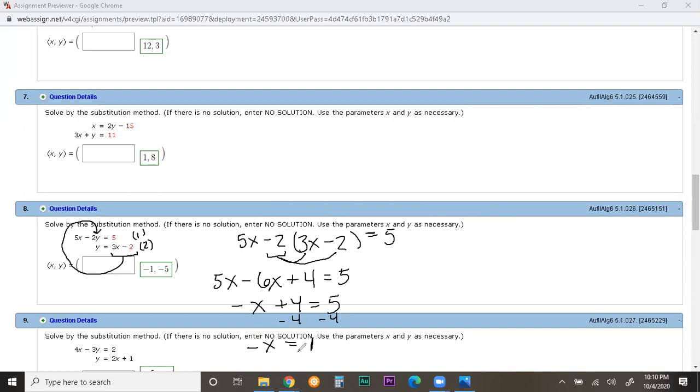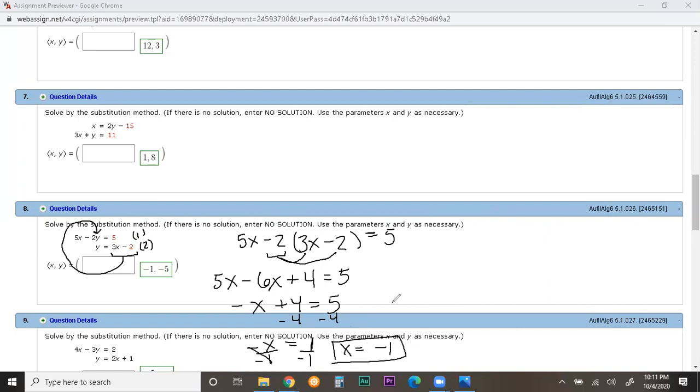And we can't have negative x. So we either change the sign of the whole equation, multiply the whole equation by negative 1, or divide the whole equation by negative 1. However you see it, let's do that. So I'm just going to say we're going to divide it by negative 1. So x will equal negative 1.